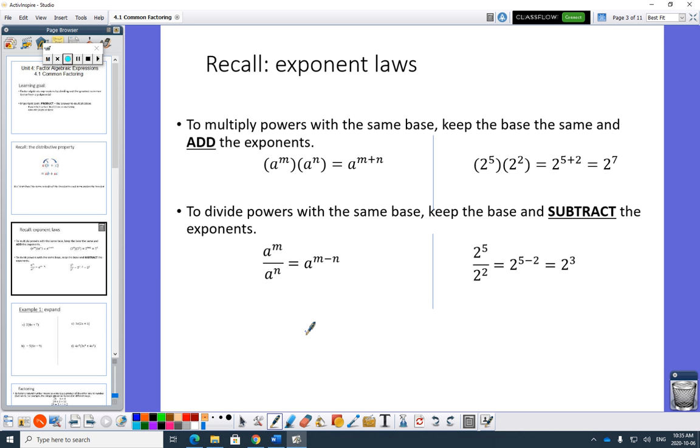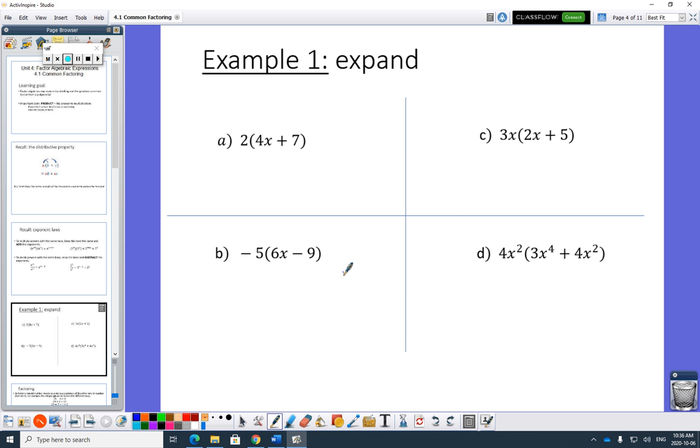So here these are numbers. Sometimes we're going to have letters like, again, x and y, and then you just add the exponents when you are multiplying. And when you're dividing, you subtract. Okay, so we'll just review these again. So again, if you're an arrow drawer, that's fine. 2 times 4x is 8x. 2 times 7 is 14.